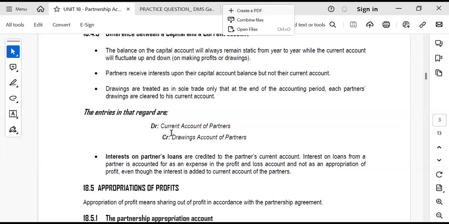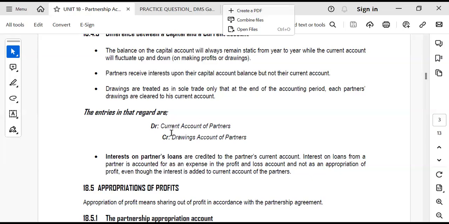So the interest on loans from a partner is accounted for as an expense because, yes, indeed JB gave the business 100,000. The business is using that 100,000 to make more money, to make profits. Maybe they used it to pay salaries of our chicken feeders. So that 10,000, we will show it as an expense in our profit and loss account, but the double entry to that will also affect the partner's accounts. We shall not appropriate it.